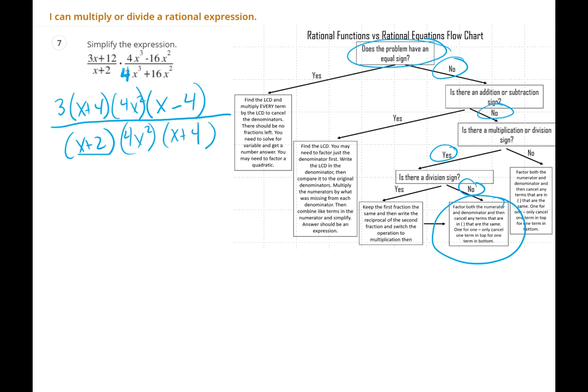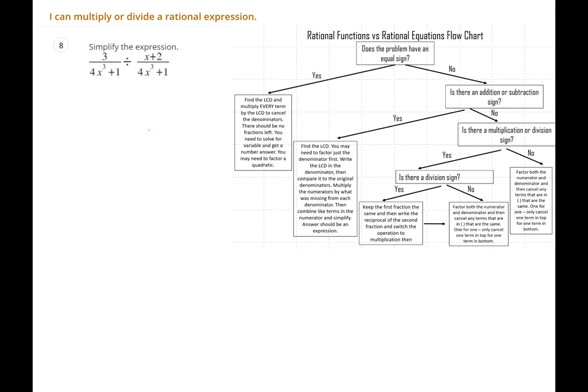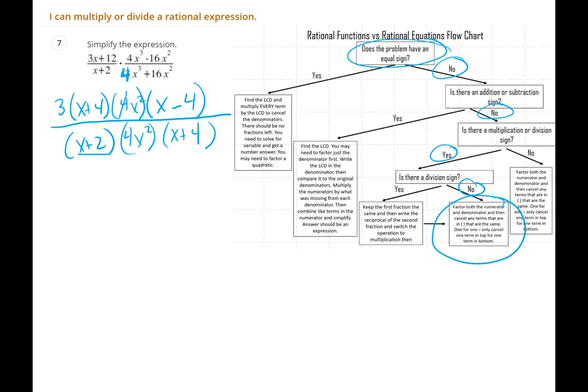All right, now we can only cancel in the parentheses or monomials. So I'm going to cancel what matches. I see the 4s that match, the x squareds that match, and the x plus 4s match. So my final answer should be 3 times x minus 4 over x plus 2.